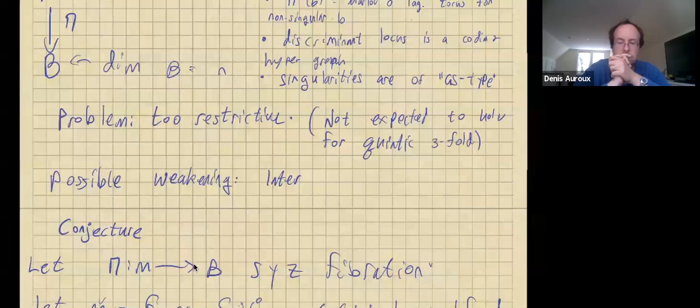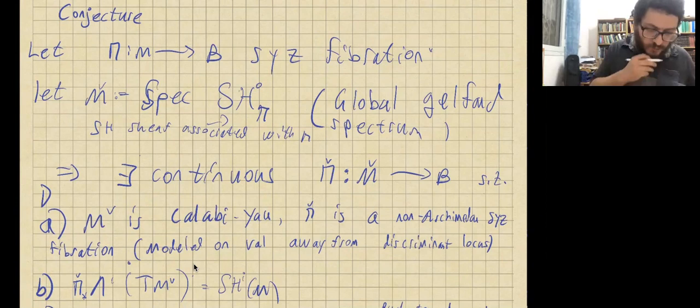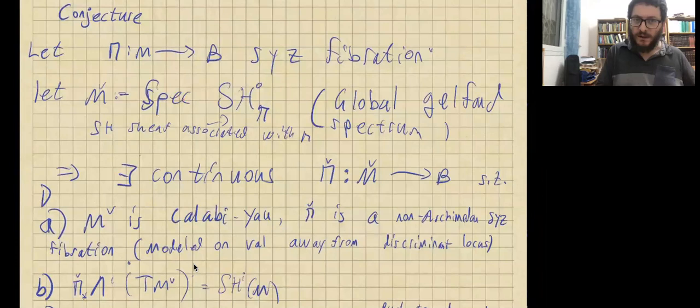So the conjecture is, let's say we start with an SYZ fibration. Without any assumptions, we've made assumptions, so forget it. To this SYZ fibration there's associated a sheaf, SH0. And once you have a sheaf, you can talk about some kind of Gelfand spectrum of a sheaf. You have a sheaf of commutative Banach algebras, and to such a thing you can associate a Gelfand spectrum. So that produces a space, which a priori we know nothing about.